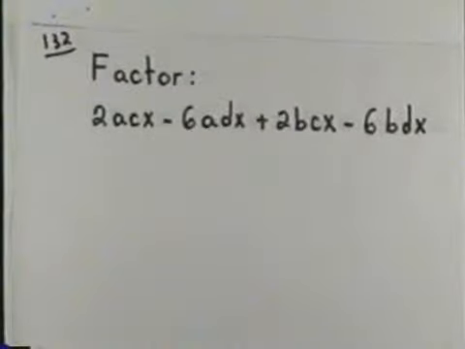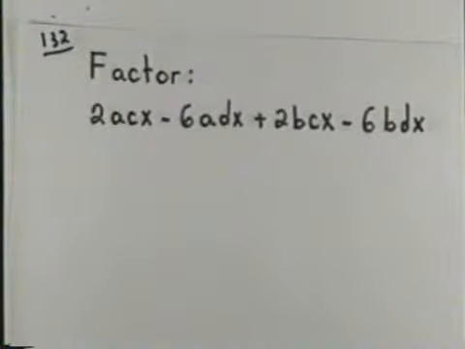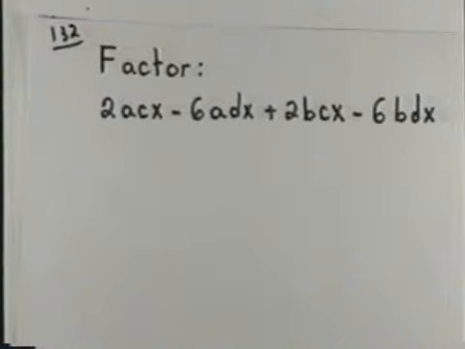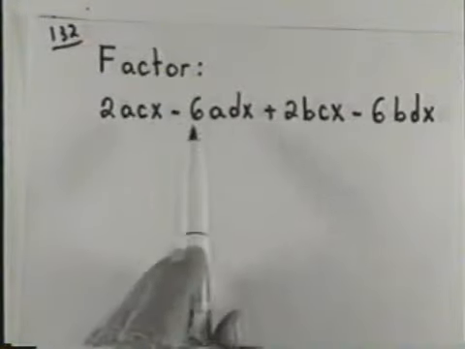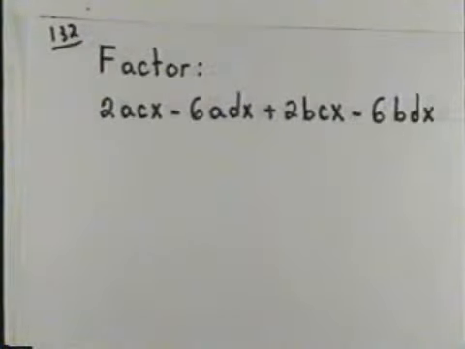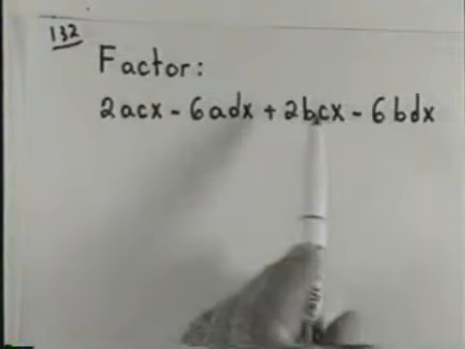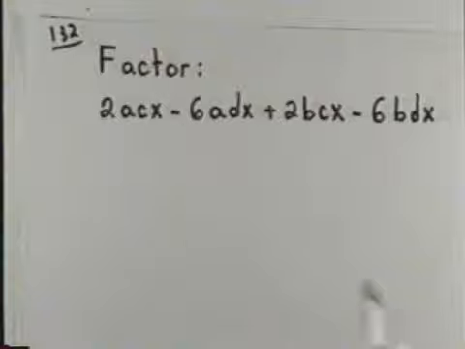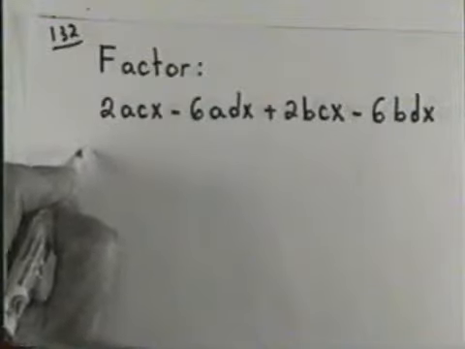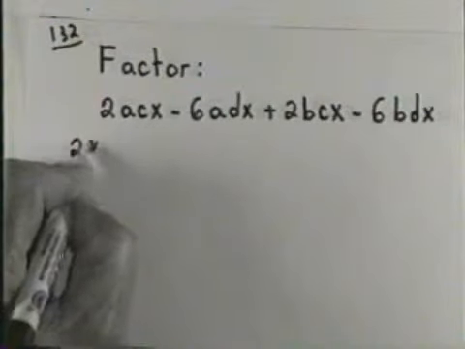Let's look at another one that looks to be a bear, but is really not. The first thing we want to do is to take out a common factor. Notice that 2 will go into all the terms, and all of them have an x. That's all they have in common. So I can factor out the 2x.